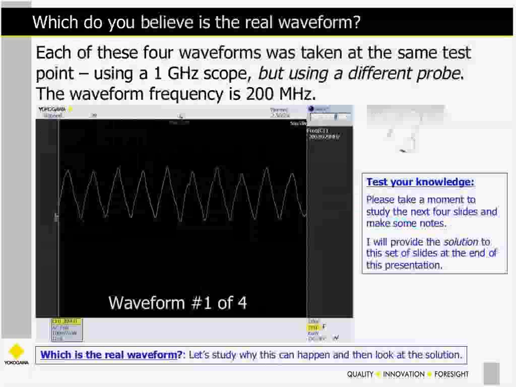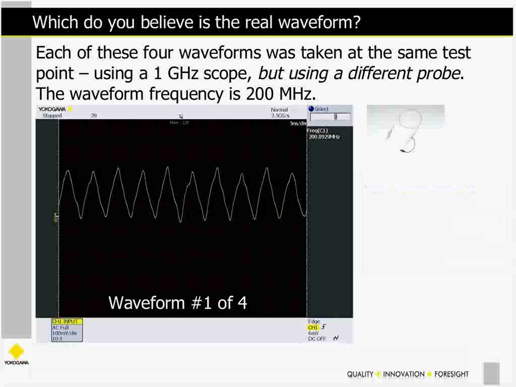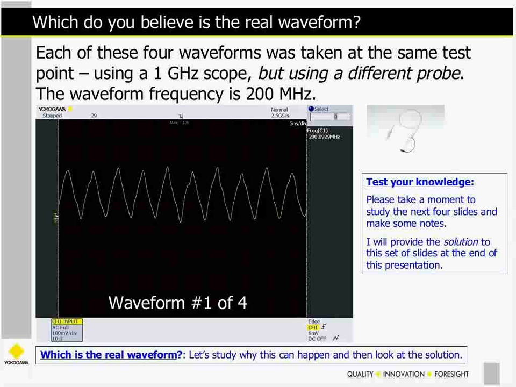Probing is certainly never as easy as it looks or as simple as we would wish it were. So I'm going to start with 4 slides. It's going to be kind of a little quiz. Each slide is a capture of the same waveform using the same scope. The scope is a 1 gigahertz scope, plenty of bandwidth. The waveform frequency is 200 megahertz. And I want you to focus on the shape of each of these captures.